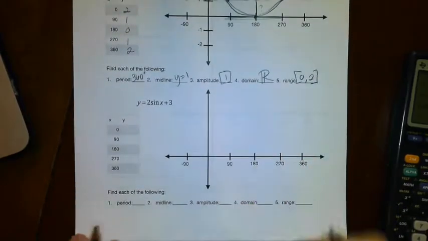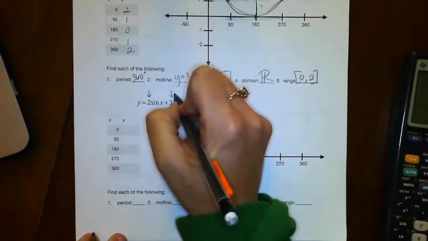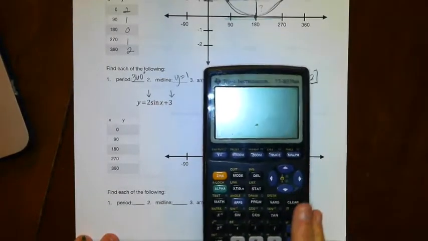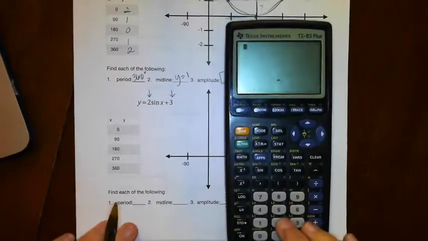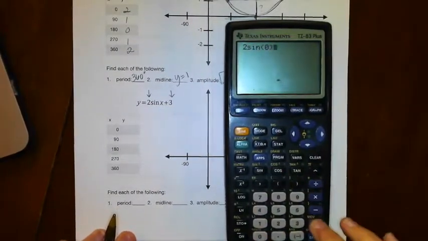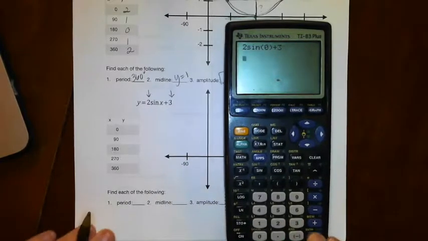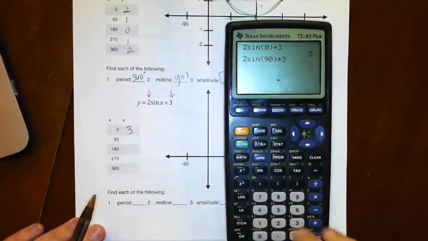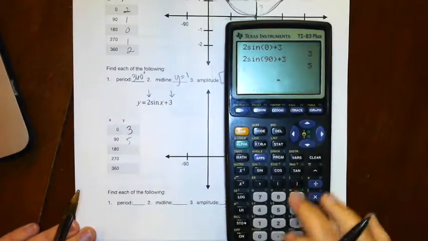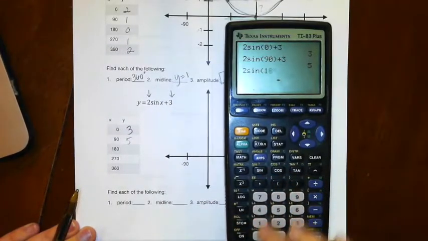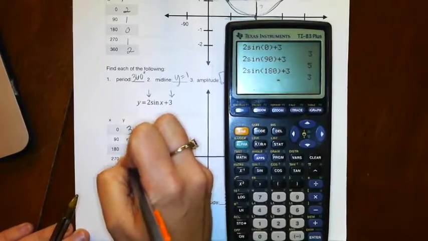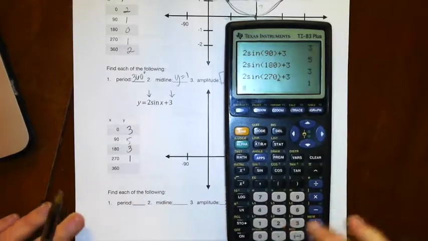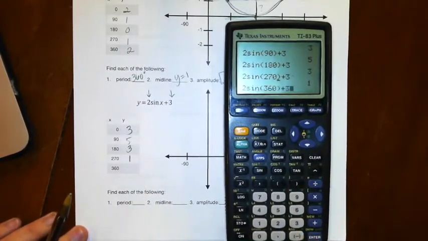One more example. In this example, I want you to notice I have both an amplitude change and a midline change. Feel free to type all of these in your calculator if you still need that. That's not a problem. 2 sine 0, close parentheses, plus 3. 2 sine 90, close parentheses, plus 3. 2 sine 180, close parentheses, plus 3. 2 sine 270, close parentheses, plus 3. 2 sine 360, close parentheses, plus 3.